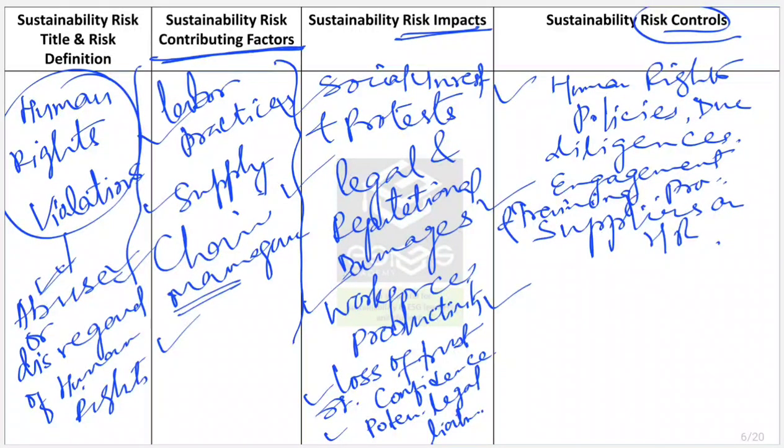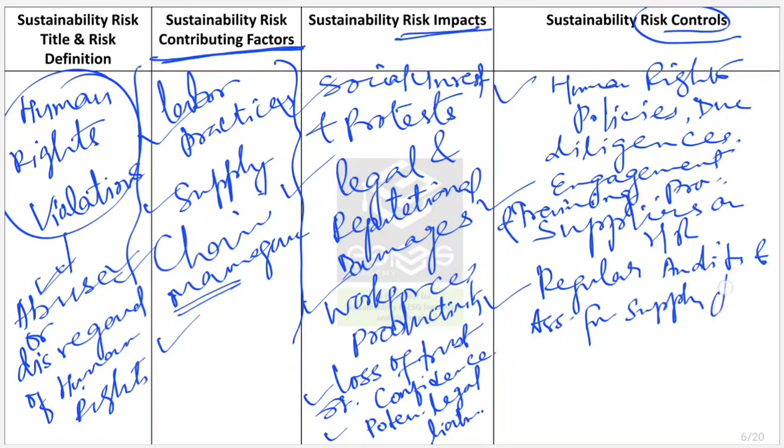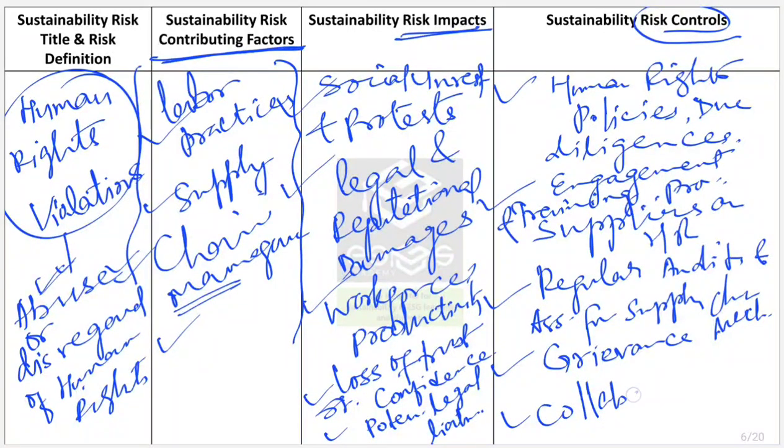Okay, then we talk about one more control measure, like we should have regular audits and also assessment for the supply chain. This also we can say is a control measure. Then definitely we need to establish grievance mechanisms for affected individuals, and also we should collaborate with stakeholders and NGOs to address human rights issues.